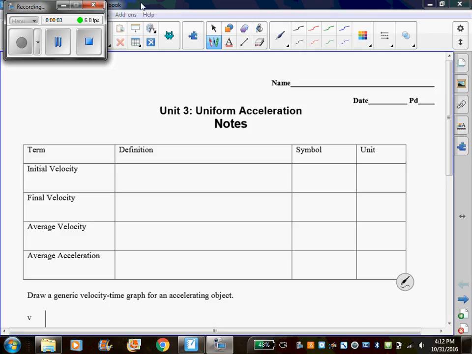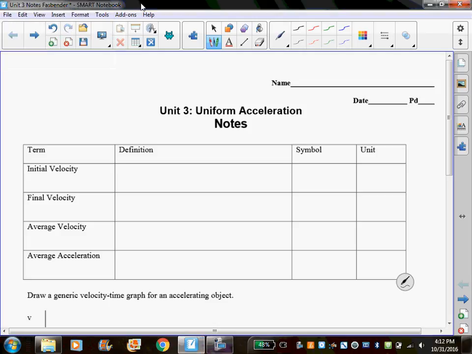So let's talk accelerating objects. Before we can really talk about acceleration, let's get some definitions out of the way. When we accelerate, we're going to be changing our velocity, so we're going to be using words like initial velocity, which is really just trying to tell you what your starting velocity is. We will denote initial velocity with a lowercase v and then a subscript of i for initial. And the unit is the same as it's been for velocity this whole time, meters per second.